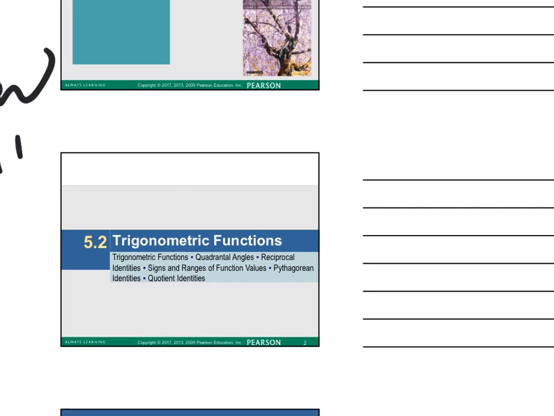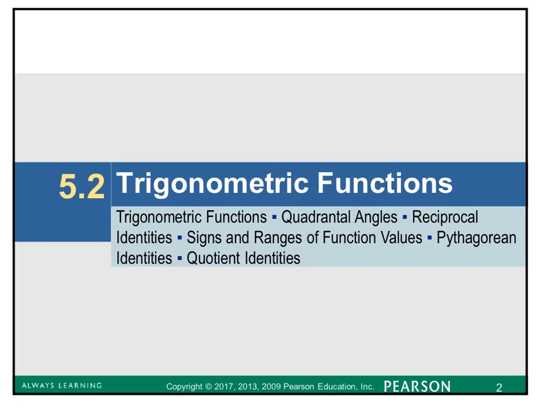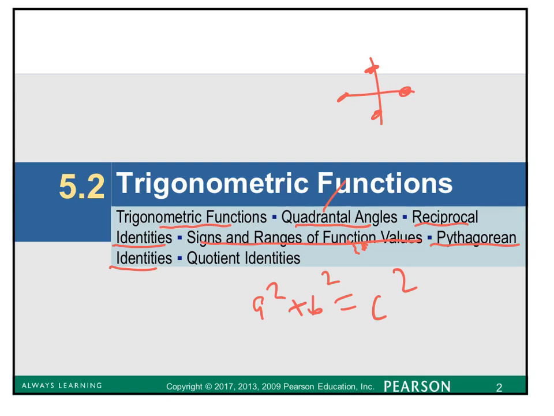All right, we are in lesson 2, and look at all the wonderful things that we're going to talk about. Trig functions, the hard word that I can't say, quadrantal angles. Those are those angles, remember, that were on the 0, 90, 180, 270 from the last lesson. Reciprocal identities. This is pretty deep for being the first lesson of trig. Signs and ranges of function values, domain and range, and are they positive or negative? That's pretty deep. That sort of makes me mad that they threw that into the first lesson. Pythagorean identities. Well, you've already got an idea that a squared plus b squared equals c squared, so I wonder how that becomes an identity. We'll find out. And then quotient identities.